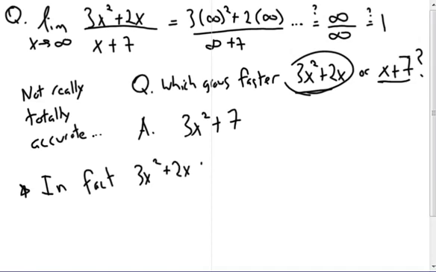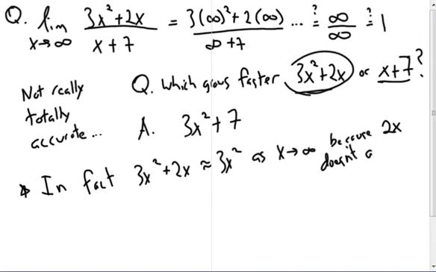In fact, 3x squared plus 2x, we can pretty much approximate that as 3x squared, especially as x gets larger and larger, because the 2x really doesn't do anything. It doesn't hardly compare at all to the 3x squared. That x squared is totally dominant. So we're just going to completely ignore those lesser powers of x here.